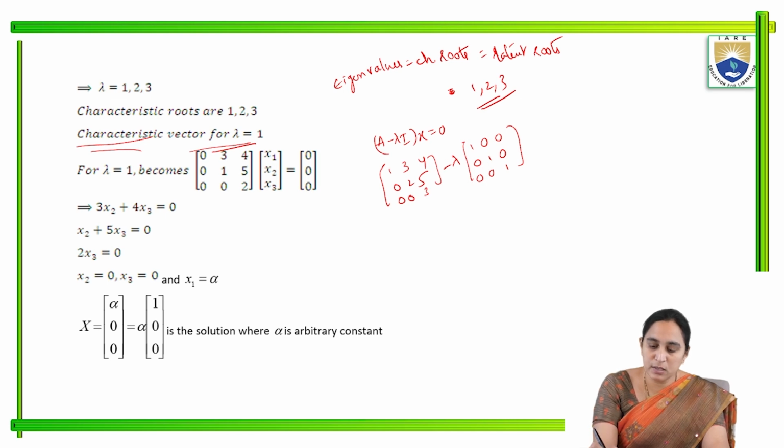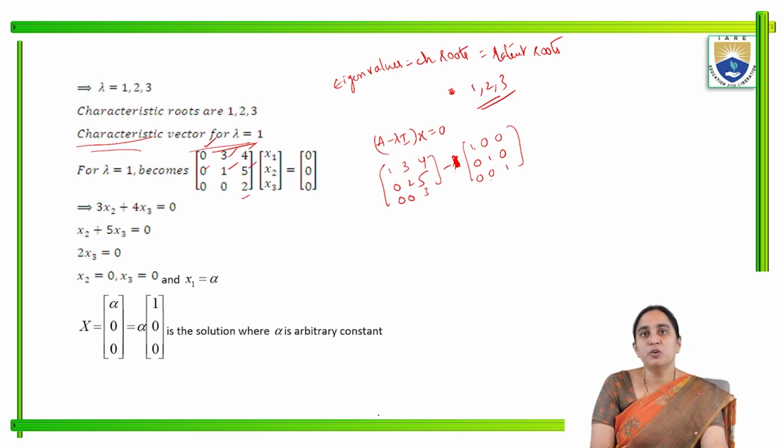What about the lambda value? That is 1. Subtracting, 1 minus 1 is 0. Next 3 minus 0, 3. Next 4 minus 0, 4. Next 0 minus 0, 0. Next 2 minus 1, this is 1. And next 5 minus 0, 5. And similarly 0 minus 0, 0, 0 minus 0, 0 and 3 minus 1, 2.